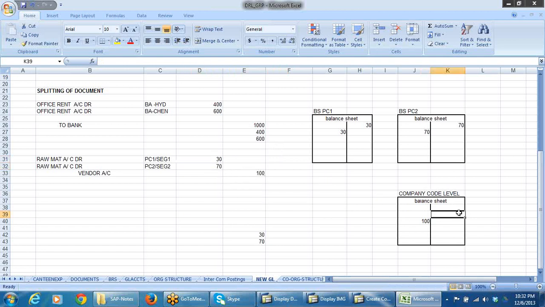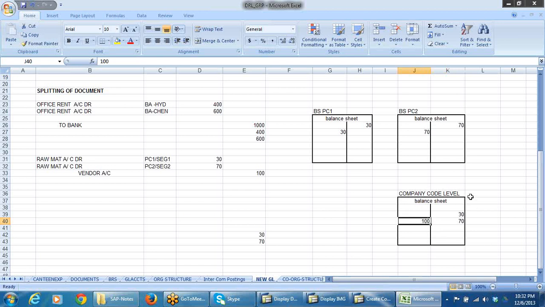30, 70. If you are preparing company code wise, no problem, because raw material is a current asset, that's why I'm taking it here, and this is a payable, credit side, sorry, liability side.